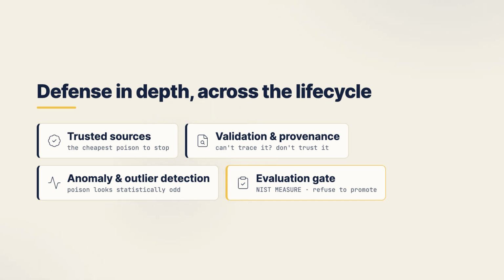No model gets promoted to production until it passes evaluation. Accuracy, robustness, bias, and, wherever you can manage it, backdoor and trigger testing. The gate that can say no is your last line of defense against a poisoned model ever reaching users. That's NIST AI RMF Measure, and it's the same eval gate idea from episode 4.